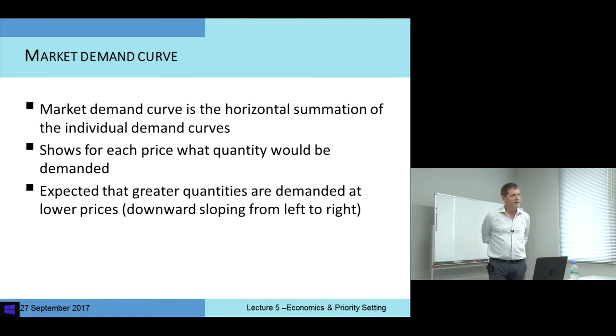And the key thing here is, with very few exceptions, we expect larger quantities to be demanded at lower prices. So if the price falls, we expect demand to rise. And this is what gives us a downward sloping demand curve from left to right.